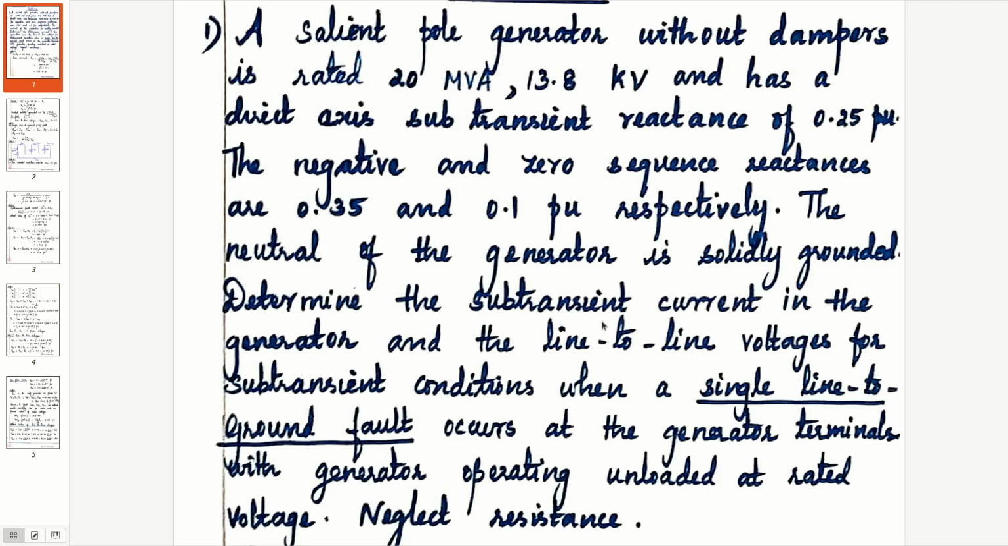Here in this problem they have given three reactances. One is direct axis subtransient reactance, the other two are negative and zero sequence. Direct axis subtransient reactance is nothing but the positive sequence reactance X1. So what will you take? You should take X1 or Z1 as j0.25 per unit, Z2 is j0.35 per unit, and Z0 is j0.1 per unit. And you are asked to calculate the subtransient current in the generator.